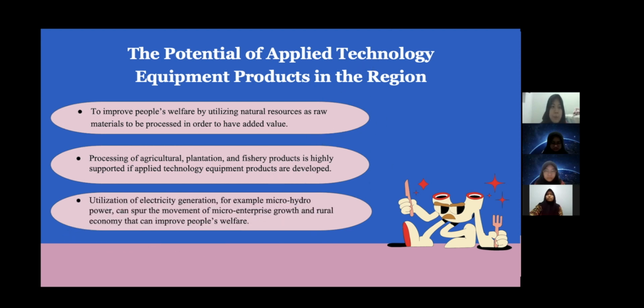And then the last one is utilization of electricity generation. For example, micro hydropower can spur the movement of micro enterprise growth and rural economy that can improve people's welfare. Maksud dari yang poin ketiga ini adalah pemanfaatan pembangkitan listrik, misalnya tenaga mikrohidro, itu dapat memacu pergerakan pertumbuhan usaha mikro dan ekonomi pedesaan dan yang dapat meningkatkan kesejahteraan masyarakat dan juga menjaga kelestarian lingkungan.